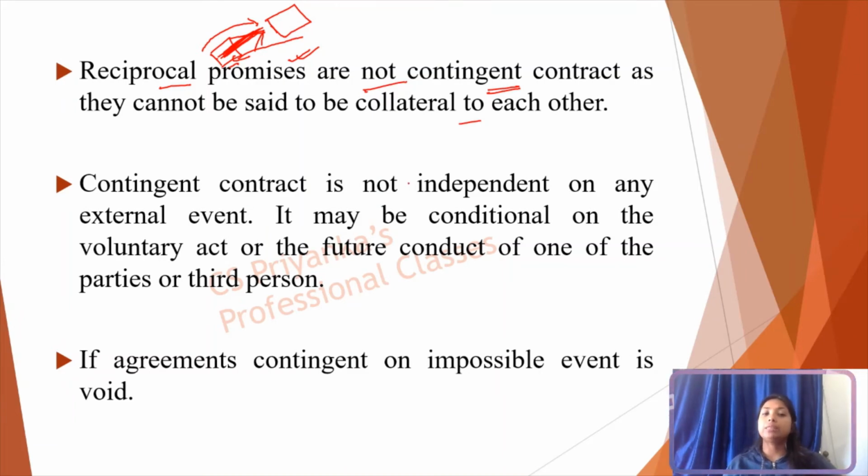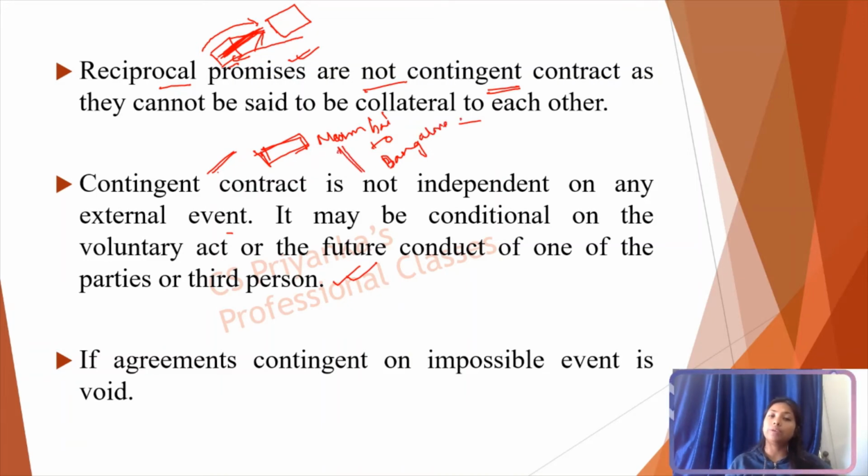A contingent contract is dependent on an external event. It may be conditional on the voluntary act or the future conduct of one of the parties or a third person. So it is not an independent act. That means we don't even know. For example, your goods are coming in a car from Mumbai to Bangalore. Now this is contingent, because you don't even know whether these goods will come safely into your hand or not.